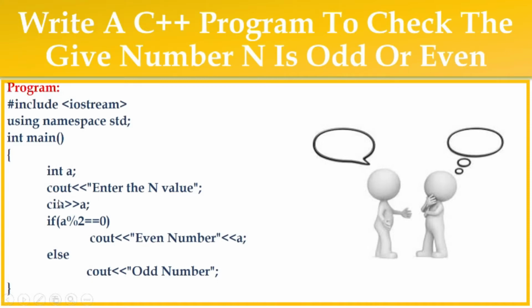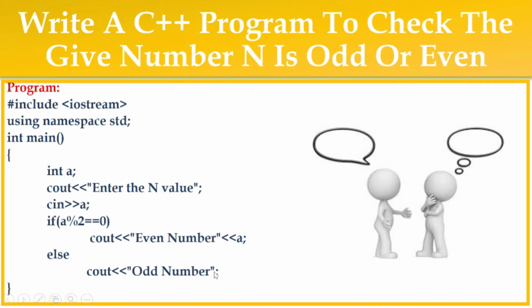Next, I'm going to use an if condition. I'm going to check if a mod 2 double equal to 0, which means I'm checking whether the remainder is equal to 0. If the condition is true, I'm going to print "even number" and display the a value. If the condition is false, I'm going to display the number as an odd number. And if you want, you can print the a value.